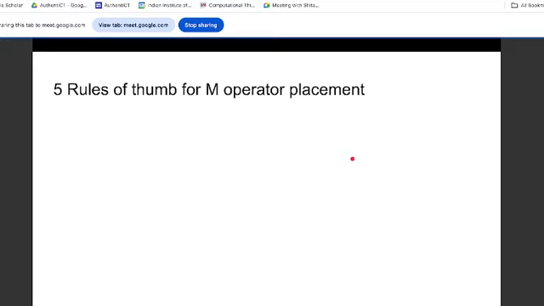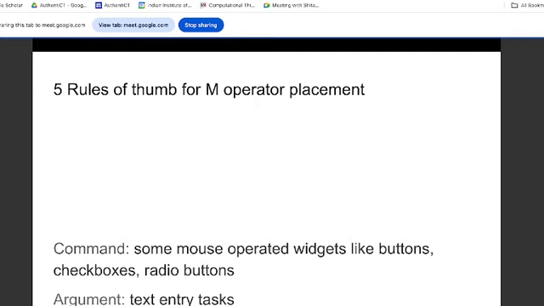So these were actually the old years' assignment questions, which you may expect in the coming exam also. Now we'll go over the 5 rules of thumb for the M operator. Because the M operator is about decision making or thinking, there might be some confusion about how much and when we think, right? So that's why they have given some rules for when to put this M operator. There were two actions. One is my mouse operating widgets like buttons, checkboxes, or radio buttons, so a command is given. Otherwise, keyboard keys are pressed, so text entry is taken.